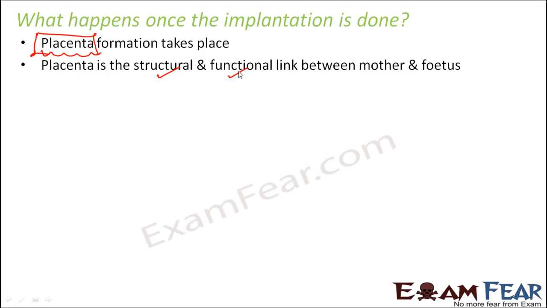Initially we use the term zygote, then the zygote develops into an embryo, and then the embryo gradually becomes a fetus, then the fetus becomes a baby. So these are different terms used for the same thing. Now, placenta acts as a structural link because physically that structure connects the baby with the mother. So that is why it is a structural link.